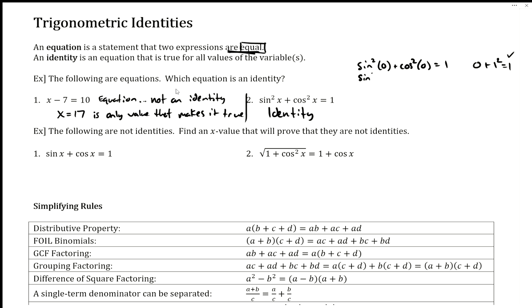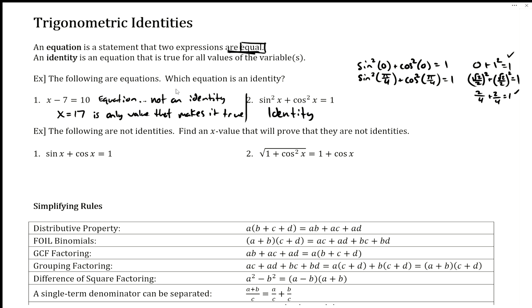So let's do sine squared of pi fourths plus cosine squared of pi fourths. Sine of pi fourths is square root of 2 over 2, but it gets squared, plus cosine of pi fourths, which is also square root of 2 over 2, also squared. When squaring this, square root of 2 squared is 2, 2 over 4, and the same for the other, and that does equal 1.